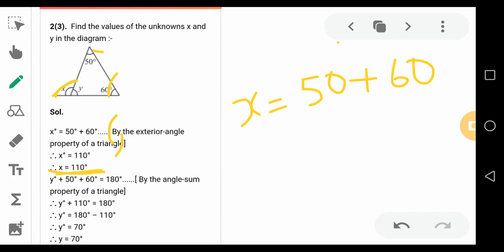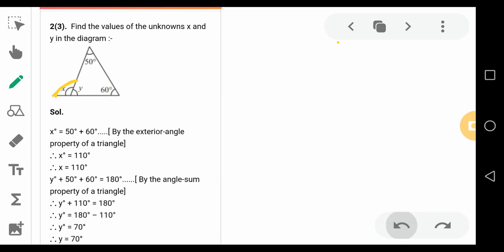From there itself you can find, or you can use angle sum property. Any one you can find. I will say how is that. X is equal to 100, wait 1 minute, I will drop this first. Okay. Right. So here you got x is equal to 110 degrees, right?